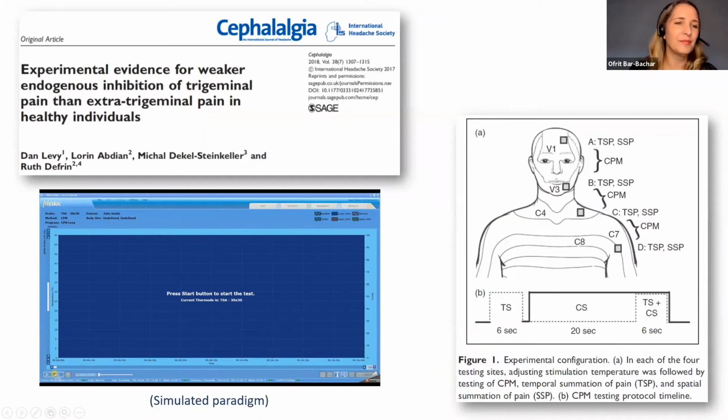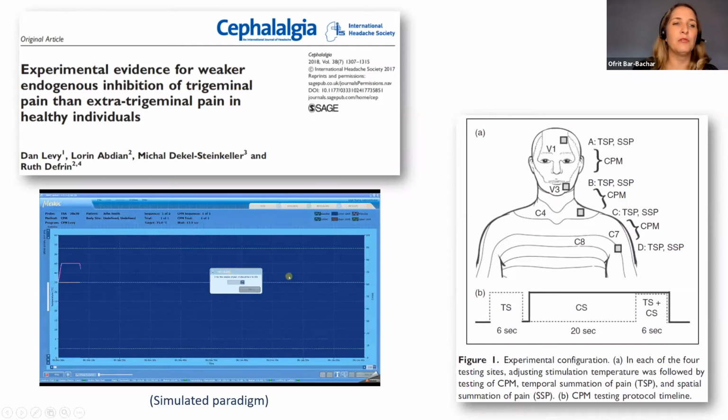devices. I just want to show you how it looks if you would use the new TSA, which has two thermodes. You can see over here, the pink line represents the first test stimulus, like you see over here on the right. So I actually copied their protocol and put it in our software. In a few seconds, the orange line will come up, and this is the conditioning stimulus.